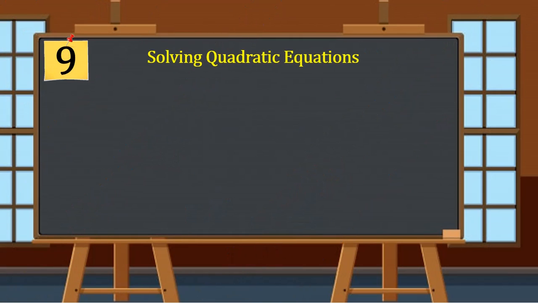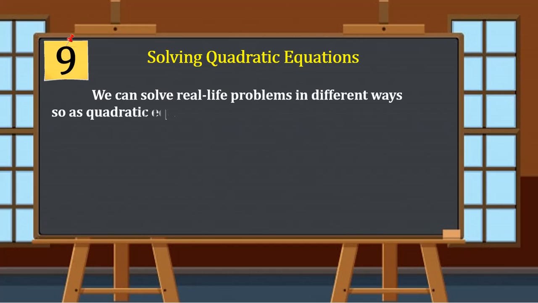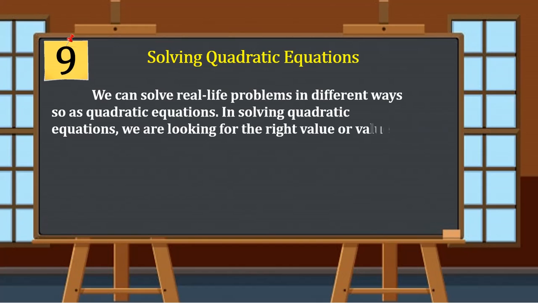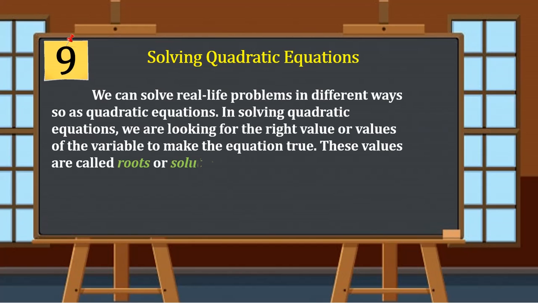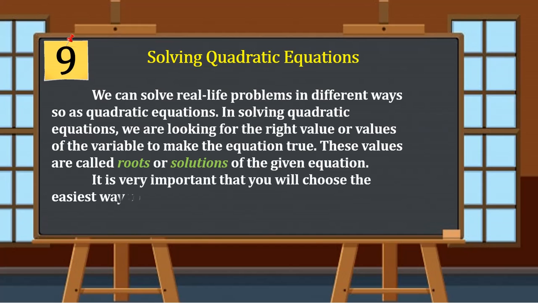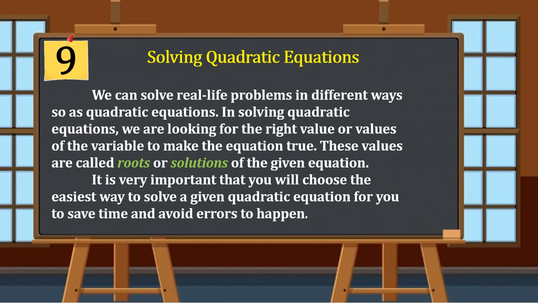Our topic for this second learning competency is solving quadratic equations. We can solve real-life problems in different ways, such as quadratic equations. In solving quadratic equations, we are looking for the right value or values of a variable to make the equation true. These values are called roots or solutions of the given equation. It is very important that you choose the easiest way to solve a given quadratic equation for you to save time and avoid errors.